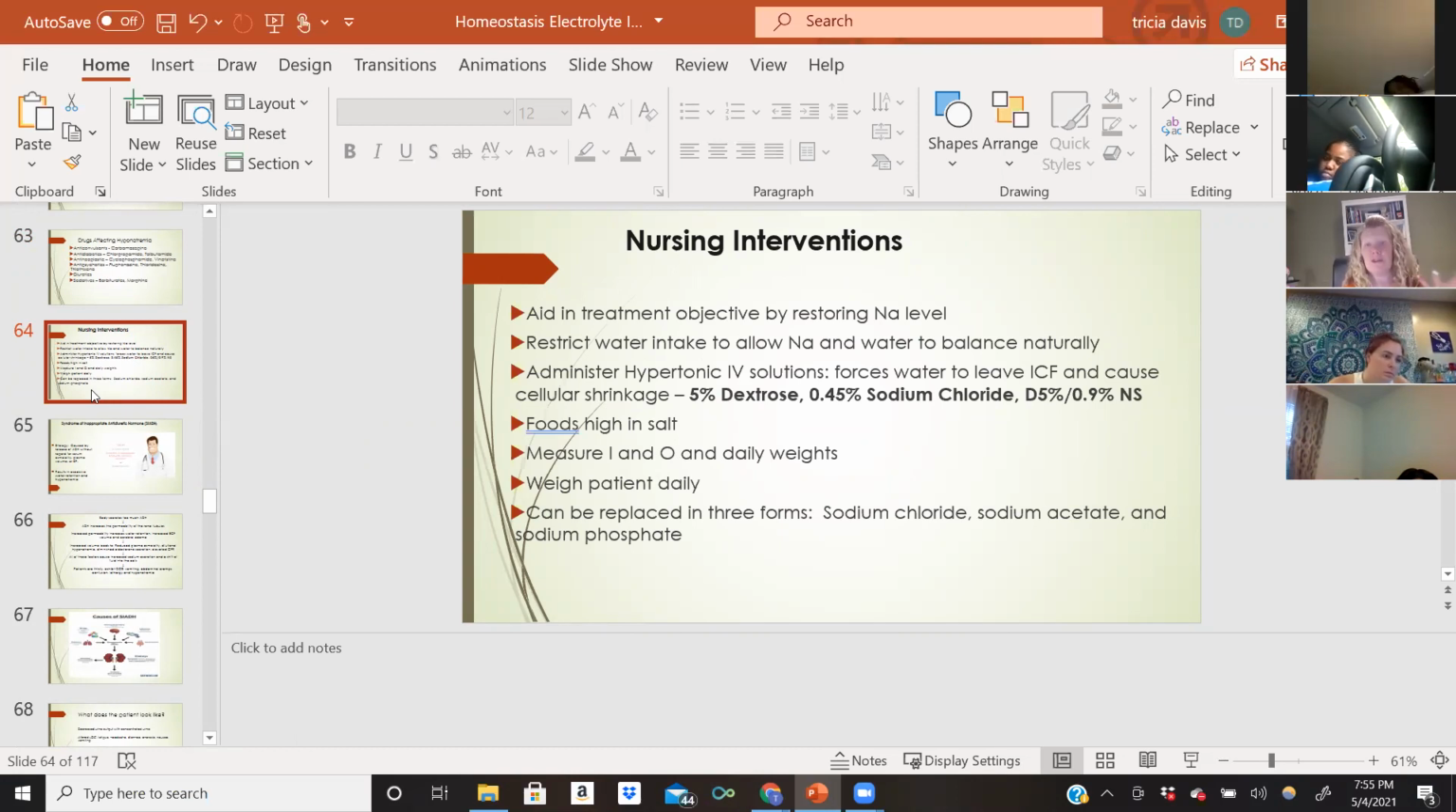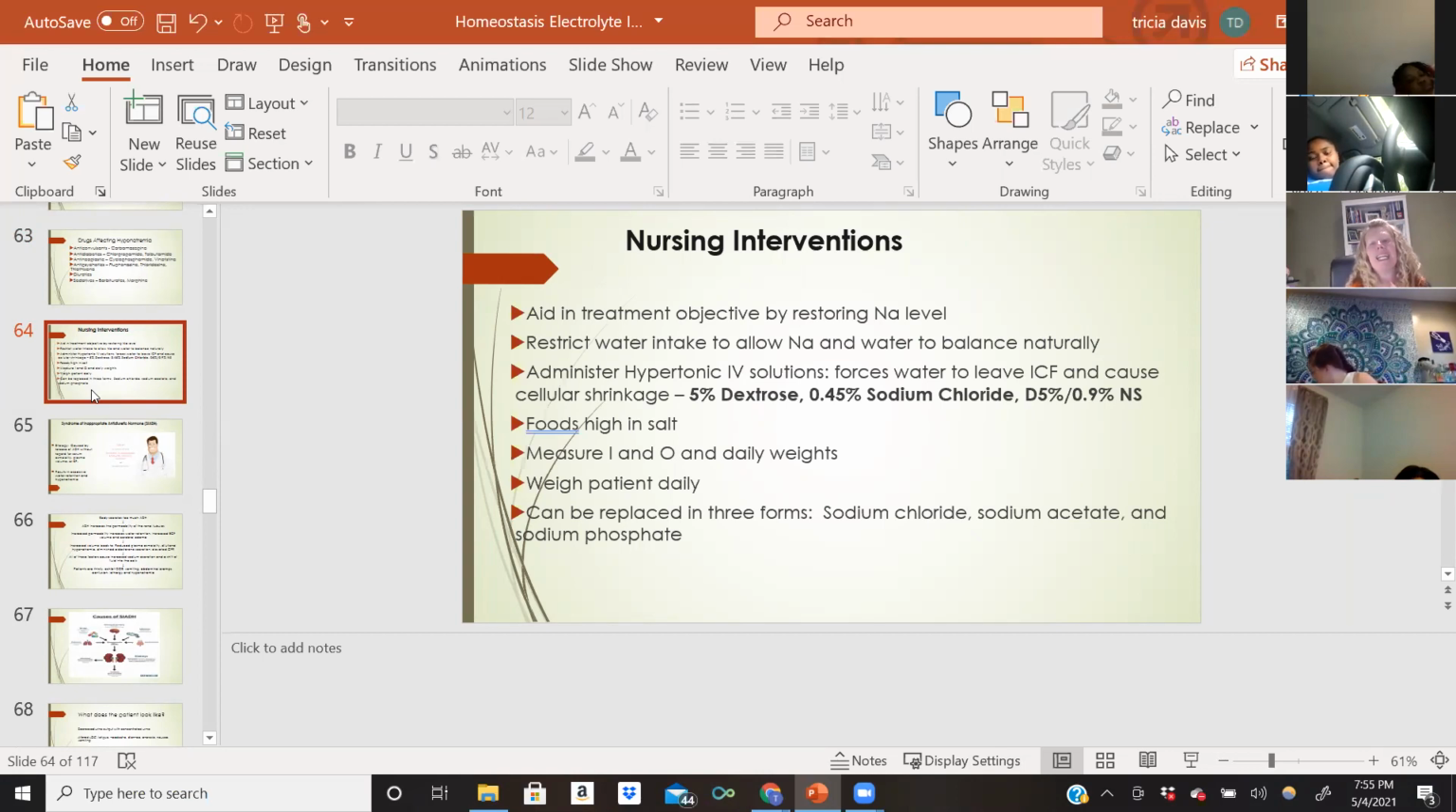They might be on a fluid restriction to allow the sodium in the water to balance out naturally. We are going to administer hypertonic IV solutions. So we're going to force that water to leave the intracellular fluid and cause cellular shrinkage.